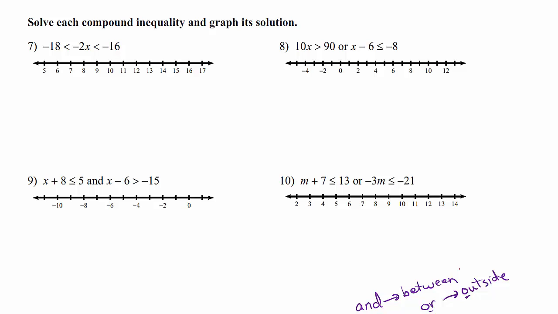When we have an and, there's 2 ways that can look. 7 and 9 are both ands. 9, that should be obvious because it says and. And it should be obvious that 8 and 10 are ors because they say or. So the question is, why is 7 considered an and? Besides the fact that I just told you it's an and. Well, what's happening is that x right here is in between 2 numbers.